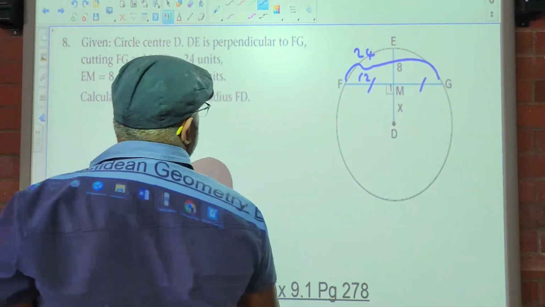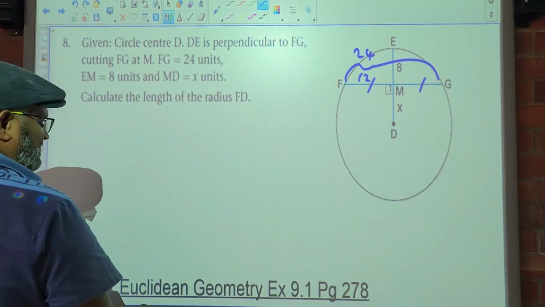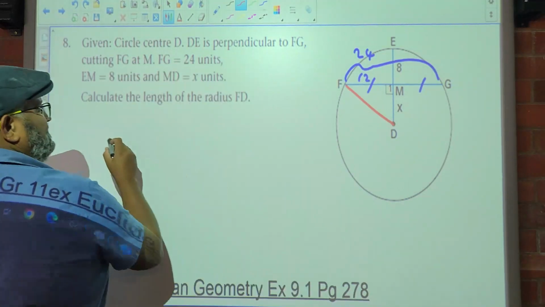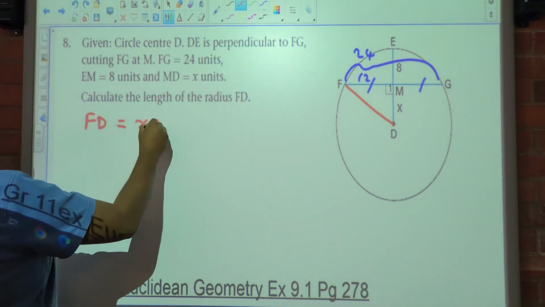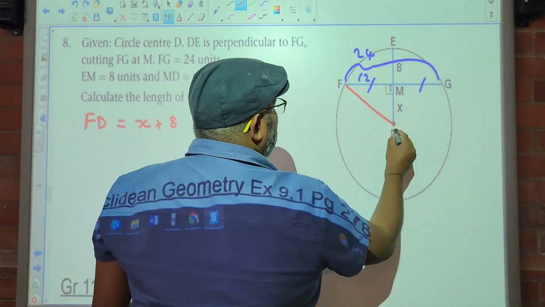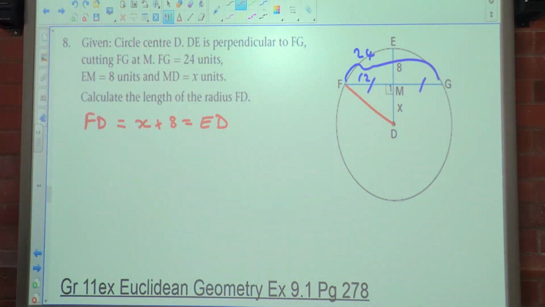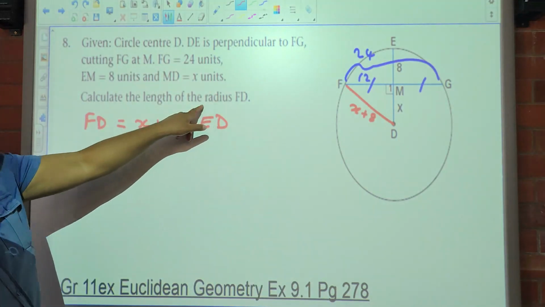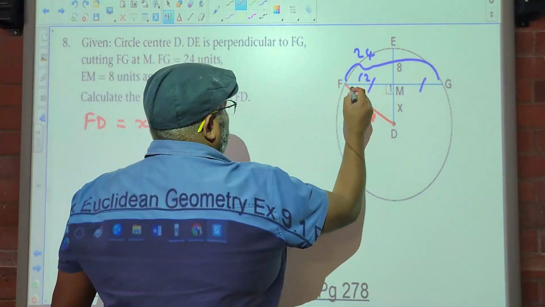Then we are told that EM is equal to 8. It's marked on there. And MD is equal to x. Calculate the length of radius FD. So if you look at FD, what is FD equal to? x plus 8. Why? Because ED is also equal to x plus 8, and both are your radius. Do I need that reason there? No, it's given. If you had written radius, you would not have been penalized.